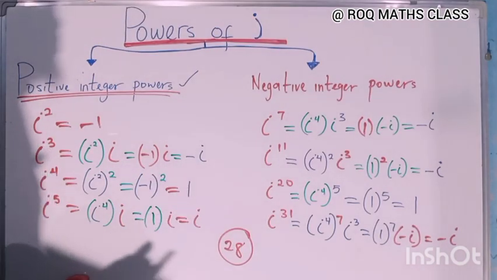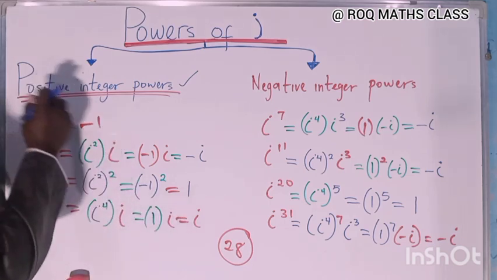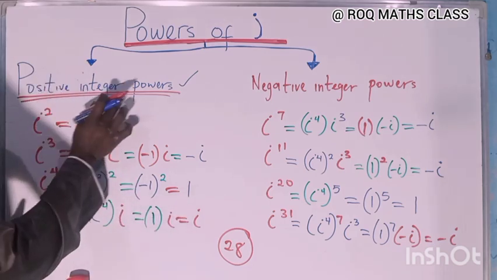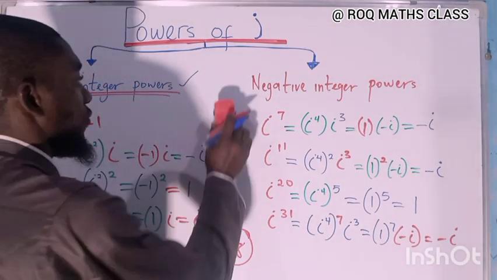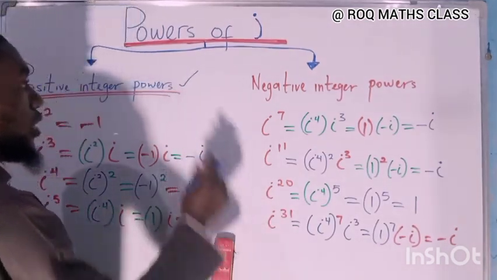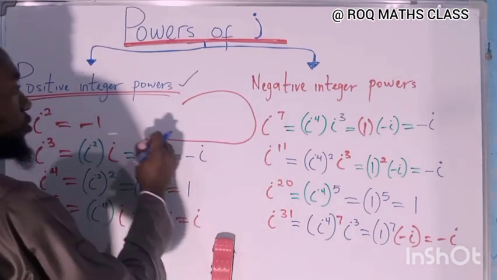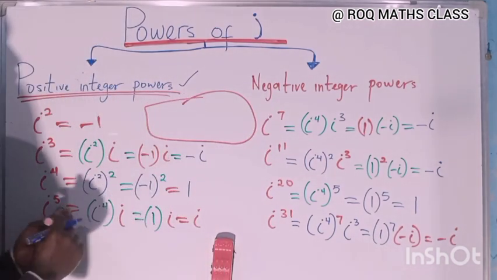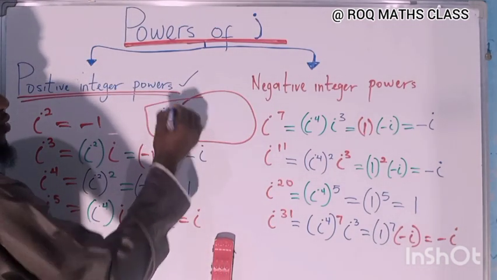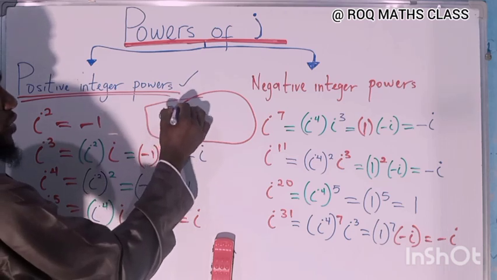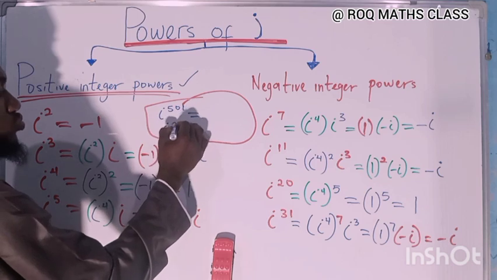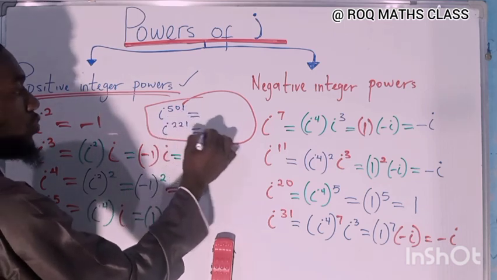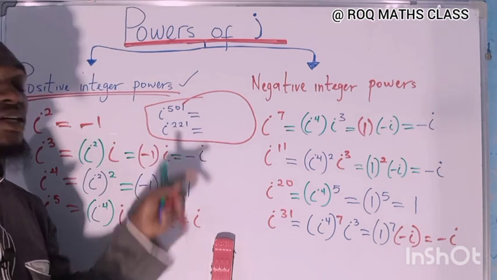But don't forget I said we are still dealing with positive integer powers. So you can kindly solve the following example for me and drop your answer in the comment box. Iota raised to the power of 501, what will be your value? And iota raised to the power of 221, what is going to be your answer? Drop your answer in the comment box.